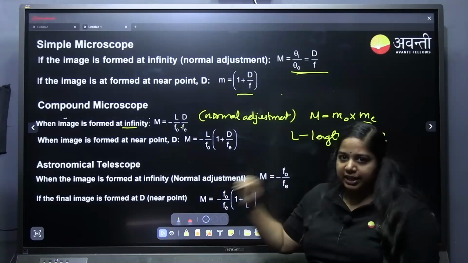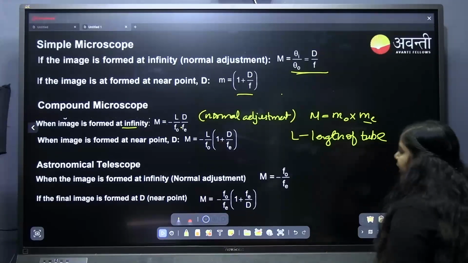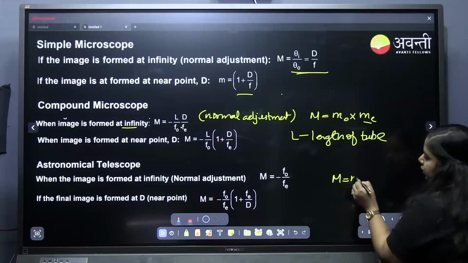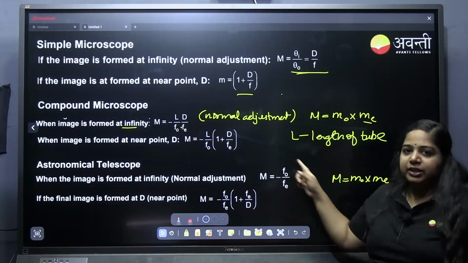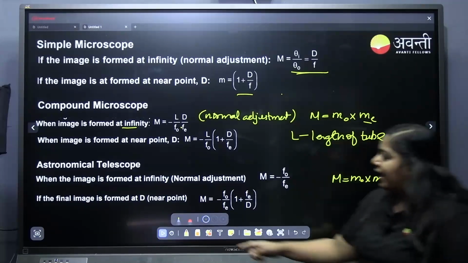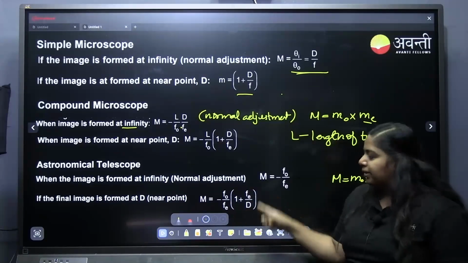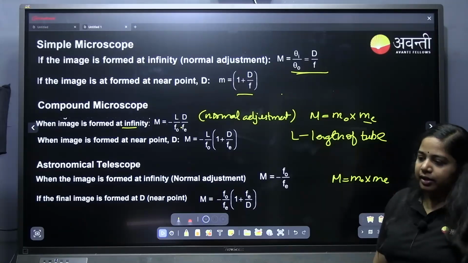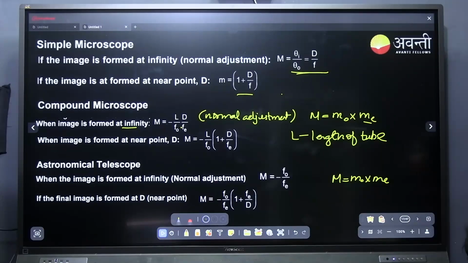Similarly, if it is a telescope, two lenses are there, objective and eyepiece. Here also magnification is equal to MO into ME only. But for normal adjustment, it is just FO by FE. And for the image formed at the near point, it is equal to FO by FE into 1 plus FE by D. I hope you understood this, and we can move on to the PYQs. Is there any doubt?